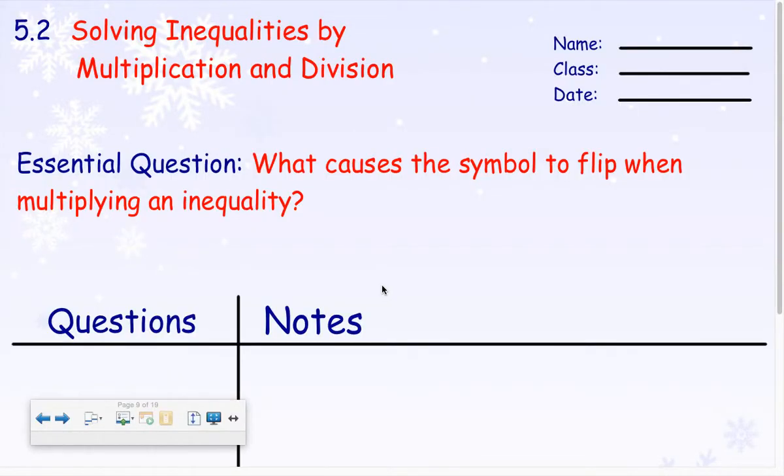Lesson 5-2, solving inequalities by multiplication and division. Essential question: What causes the symbol to flip when multiplying an inequality?